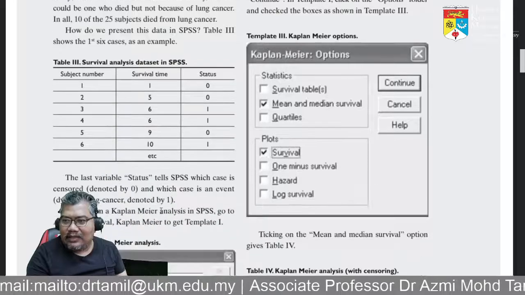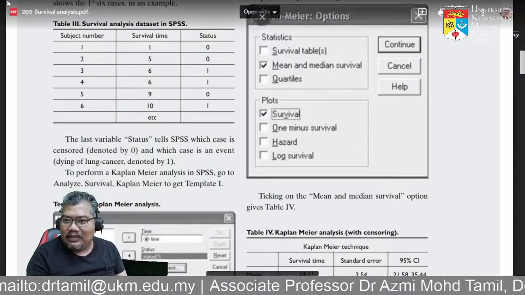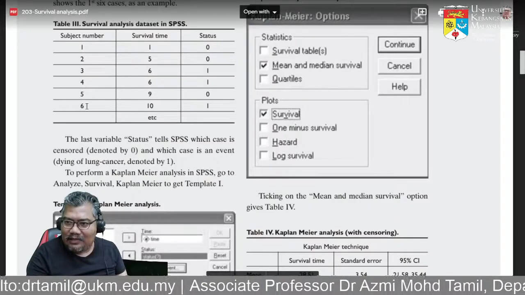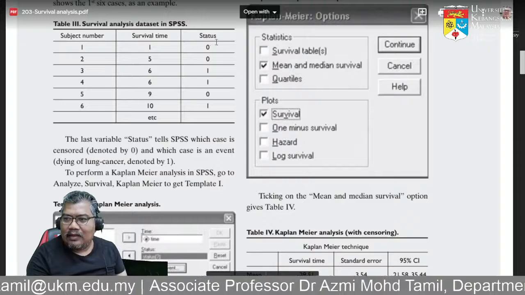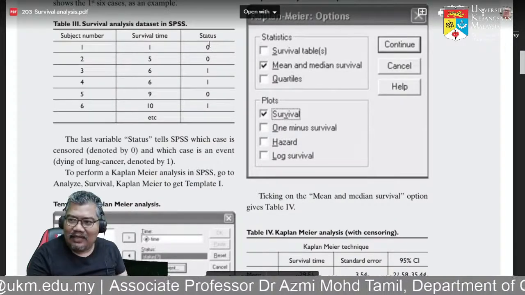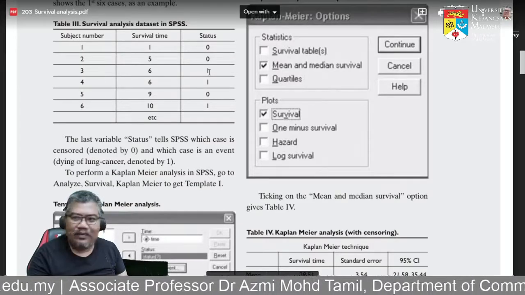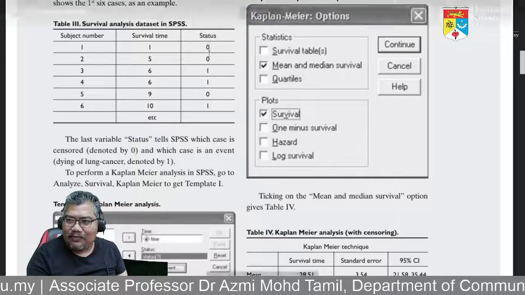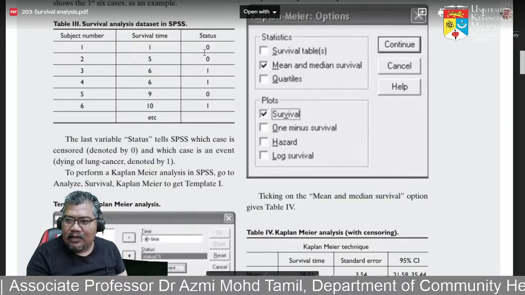Okay, so the data will be presented like this, as shown below. You can see here the subject number, how long they survive, and whether at the end of follow-up they're still alive or not. Those who have reached the endpoint are coded as 1. Those who did not reach the endpoint are coded as 0.